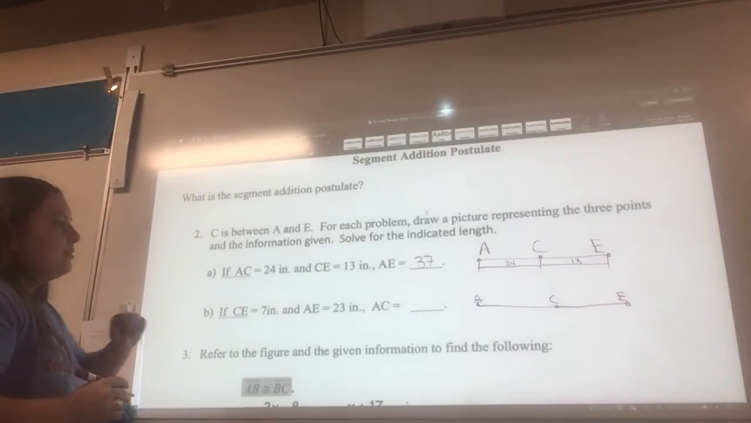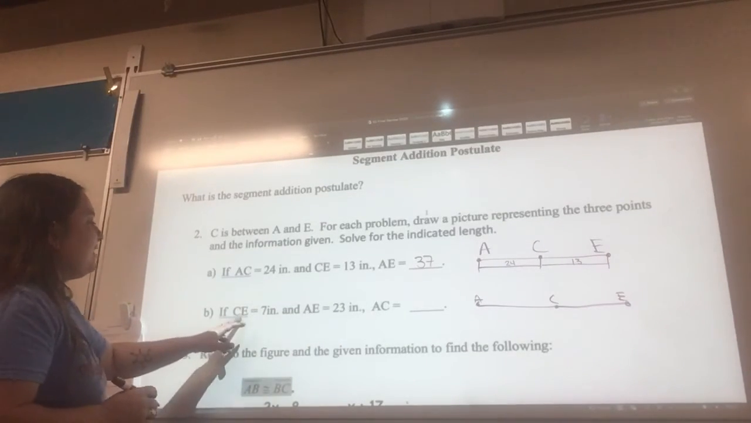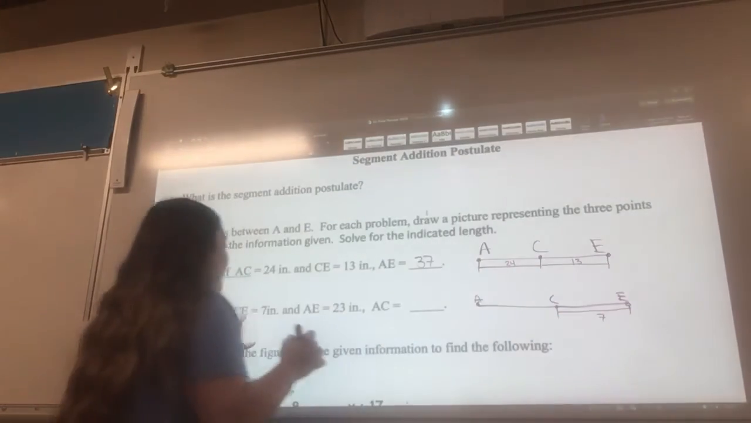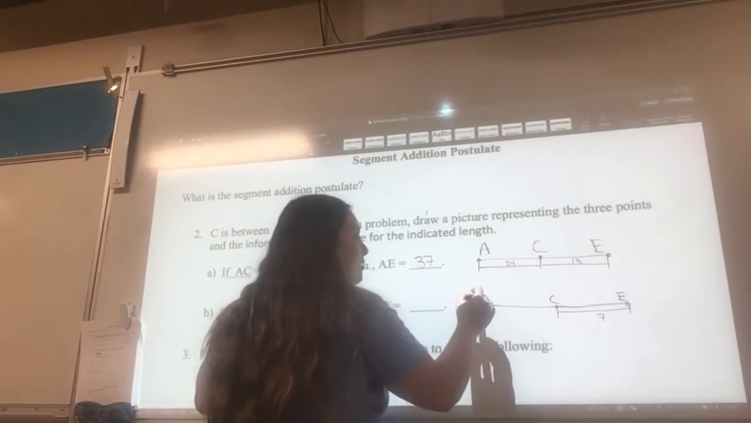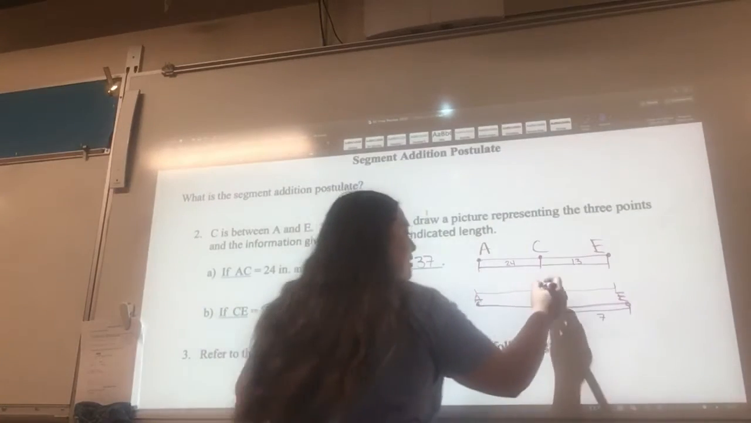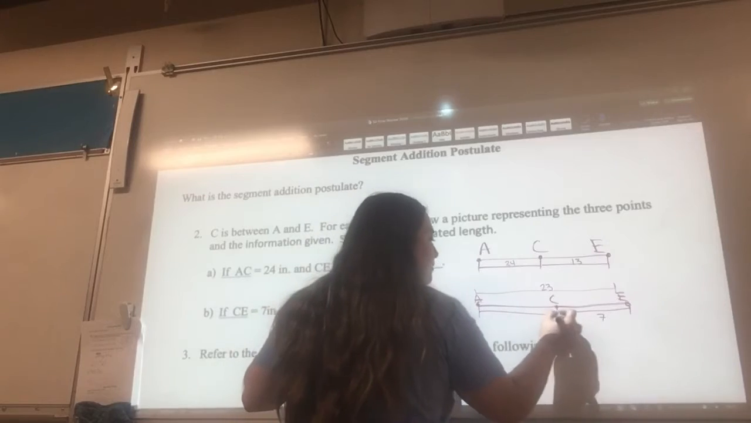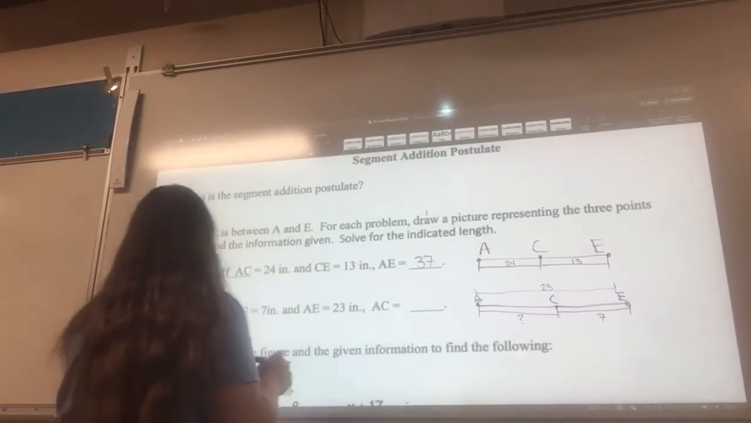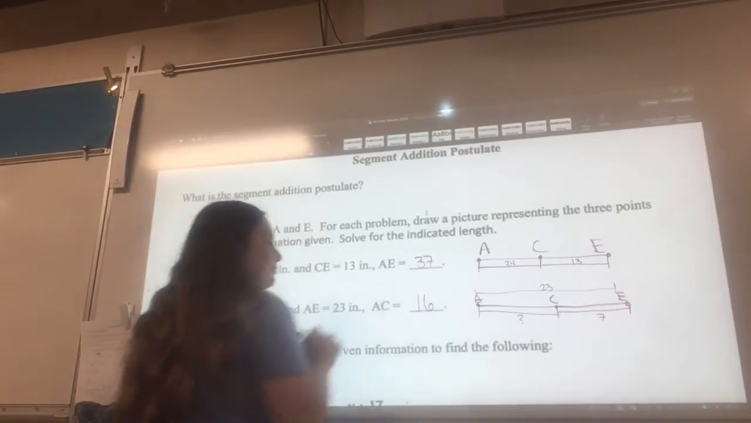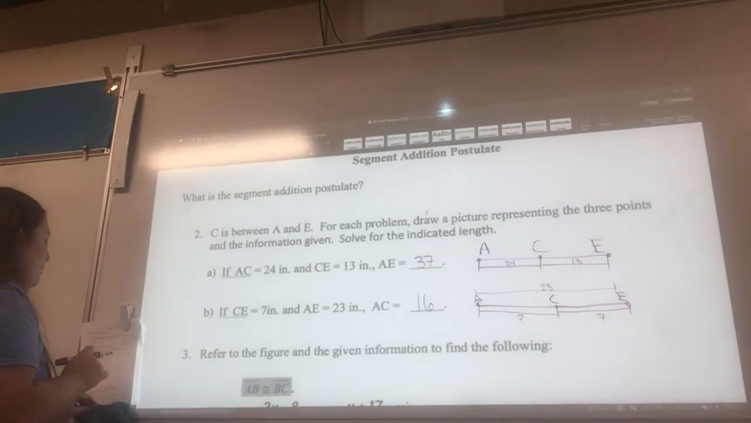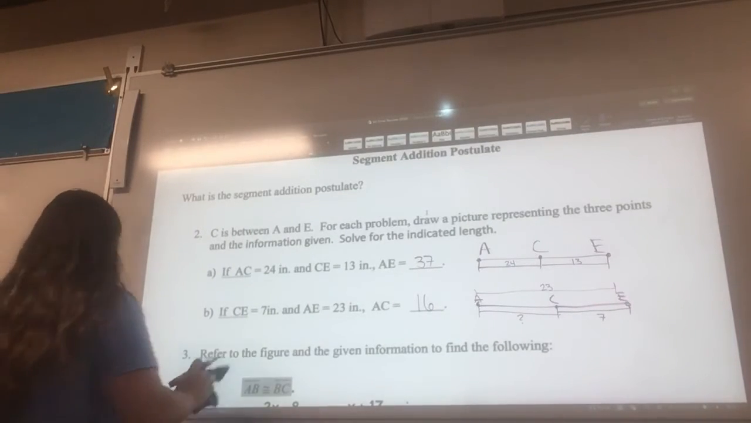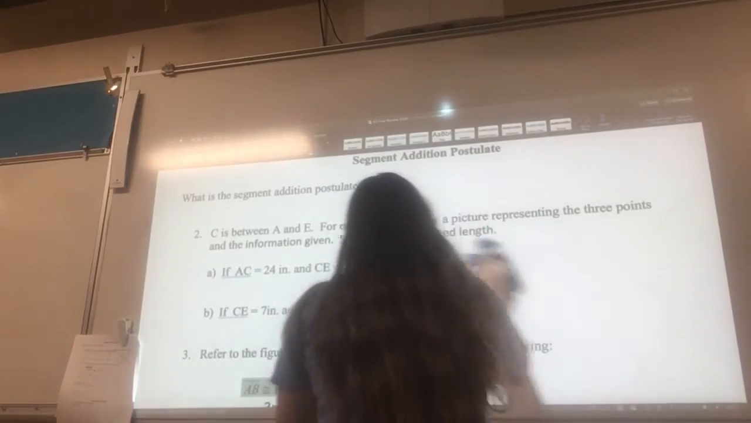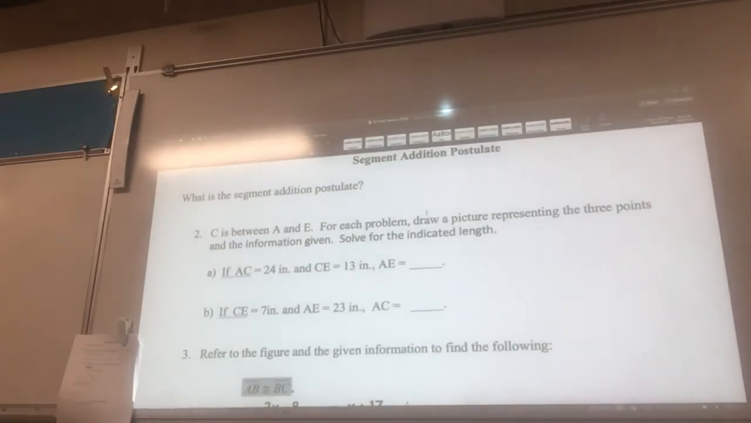For B, same thing, same diagram. CE is 7, and AE, so it's our large one, is 23. And we need to find what's AC. So we take 23 minus 7, and we're going to get 16. Okay? The rest of these are very similar to that, remembering everything about angle addition and segment addition. Okay?